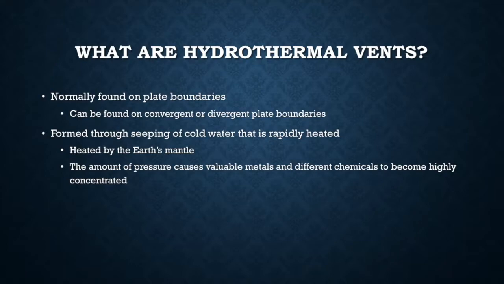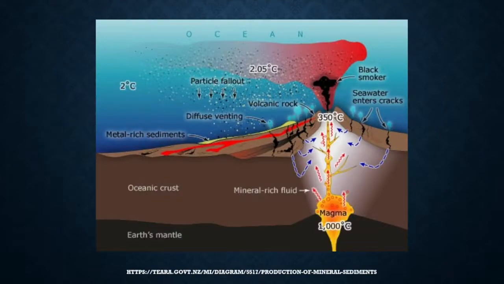So now that we know where they're formed, exactly how are they formed? There's a more detailed figure in the next slide, but for just a general overview, they are heated by the Earth's mantle. It's when cold water seeps down, gets heated, and the high pressure and valuable metals and different chemicals become highly concentrated, shoot up, and they become a hydrothermal vent.